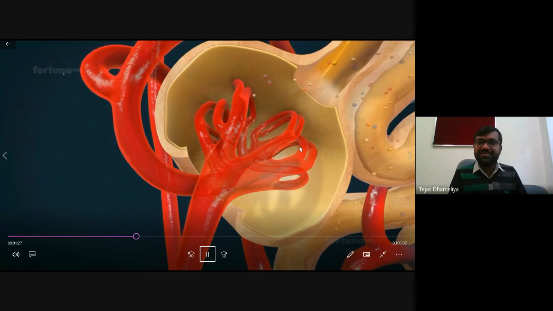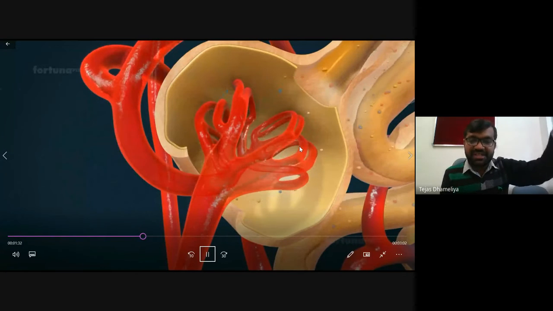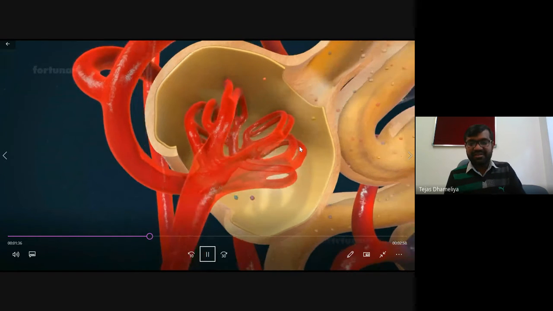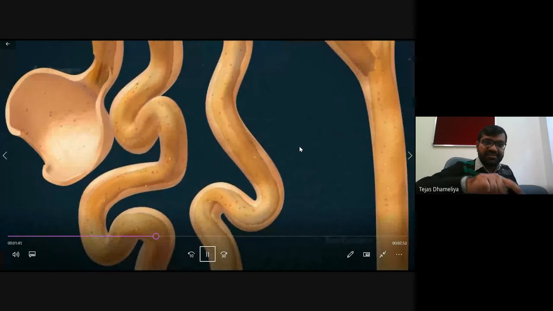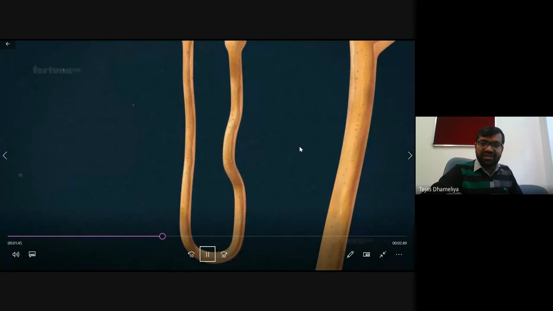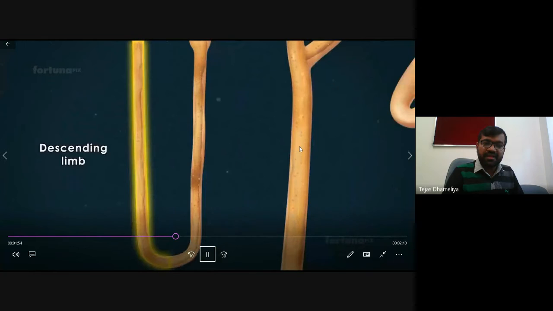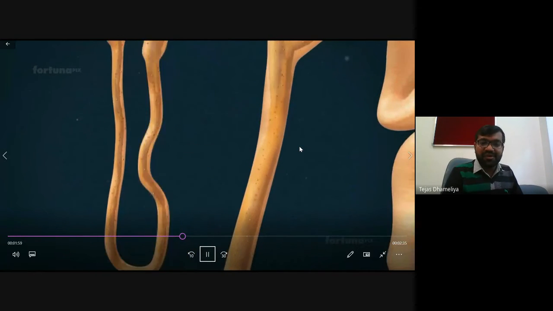Inner side of this Bowman's capsule, having afferent arteriole which is coming outside, efferent arteriole which is going inside. So that way the blood will be purified, it will go through distal convoluted tubule, it will come to the loop of Henle, from downwards loop of Henle to upward loop of Henle. So this is descending loop of Henle and this is called ascending loop of Henle.